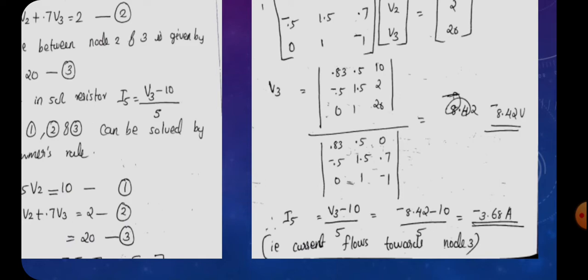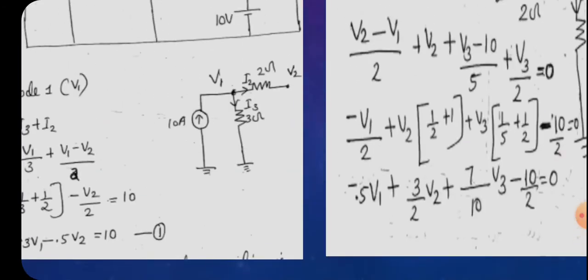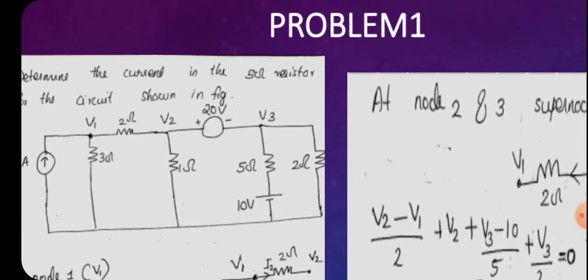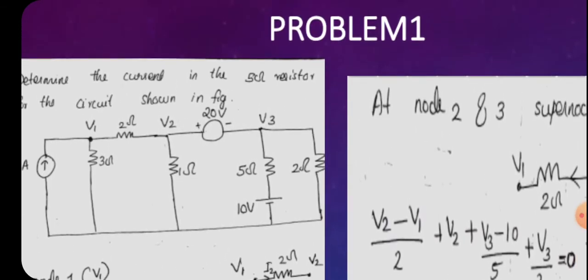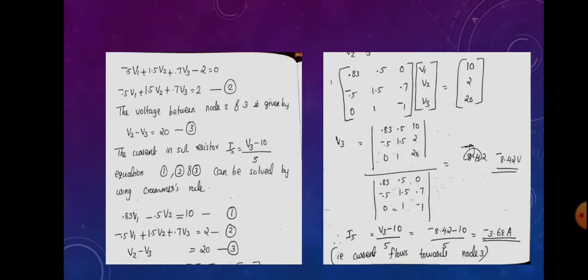What is its meaning? Actually, for analysis purposes we have taken the current as flowing out of that node, but we got the value as negative. That means our assumed direction of current is not correct. So the actual current flows in the opposite direction to the assumed direction. So that means the current will flow into the node V3. Okay, that is its meaning. So that's all about this problem, and next we will go for another problem.